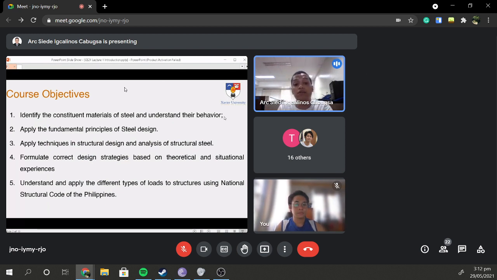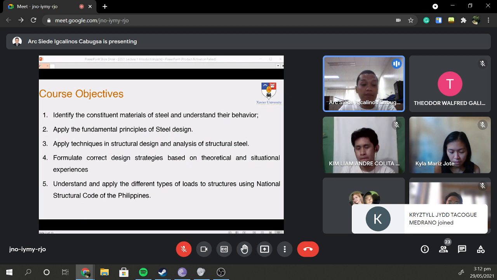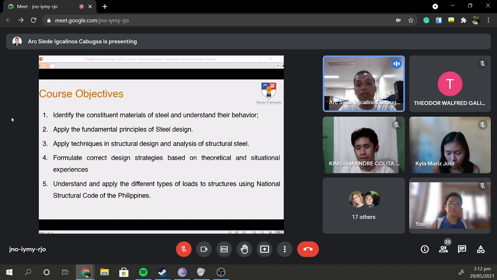First, we identify the constituent materials of steel. You also need to understand their behavior. Pero okay, I believe na human naman ni nato nabuhat dito sa strand design yapon katong elastic region, inelastic region, plastic region, then kato yung last time katong rupture. So mo same yapon that is ato ang steel design.